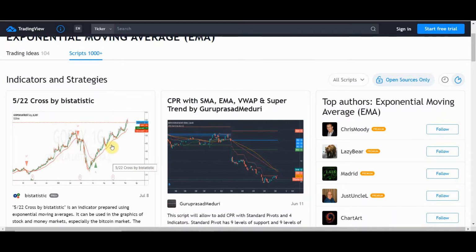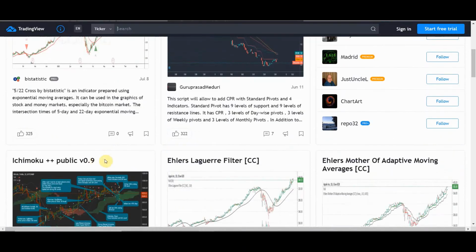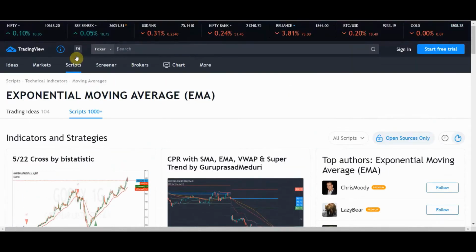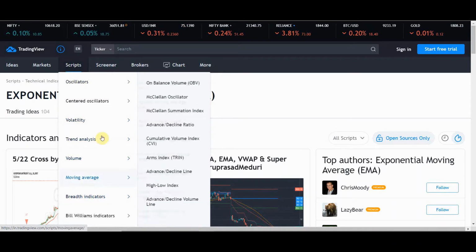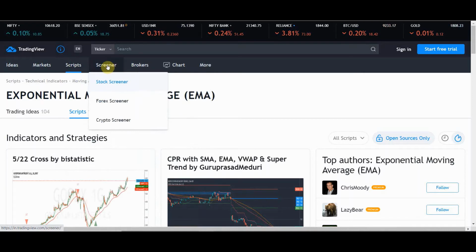So how can we trade by putting EMA in our chart? What is the use of it? All strategies and details are shown here in the scripts section. All the details, trend analysis, volatility, volume, are shown here. And in this section we can see the screener. There is a stock screener. We can click on stock screener.